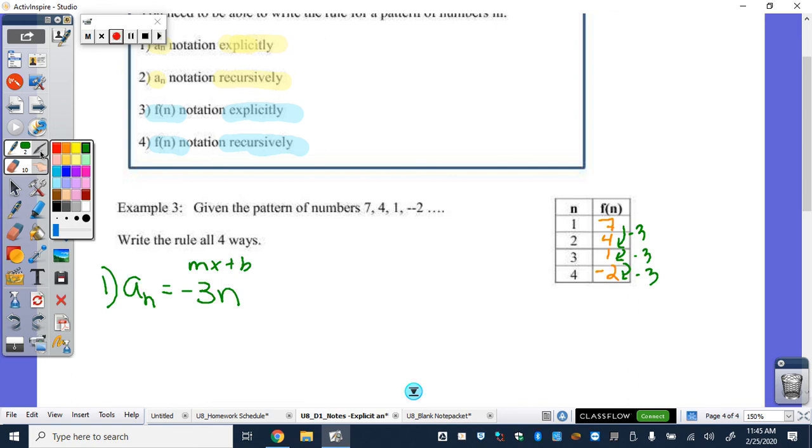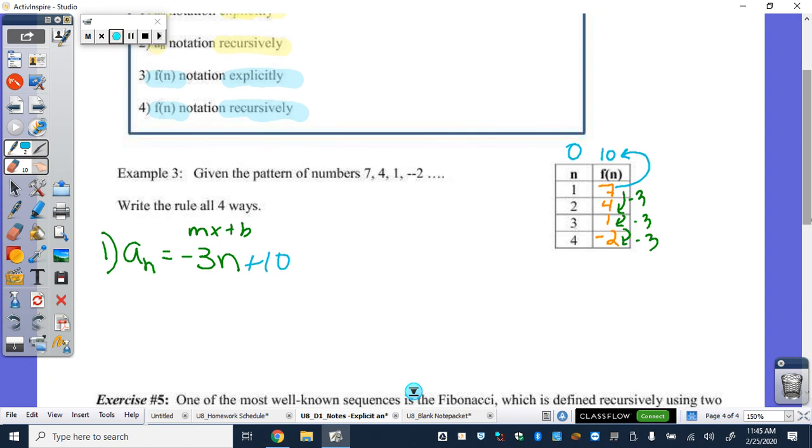We got to figure out our b. It's not 7 because the b value is always when x is a what? So what would be the other number if I went backwards? 10. So -3n plus 10. We're going to talk about that one more next time also.